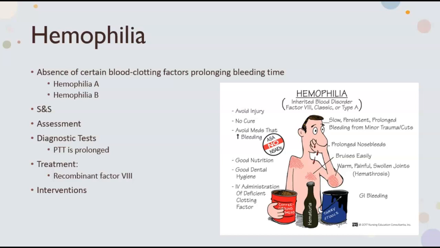Interventions are going to be controlling hemorrhages by applying pressure and cold to the site. Pain management: do not give hemophilia patients aspirin, and also educate them on not taking aspirin or NSAIDs. Monitor the eyes and nose. Avoid injury. Use a soft toothbrush and gentle movement of the joints, because remember, you have that bleeding in the joints with hemophilia.